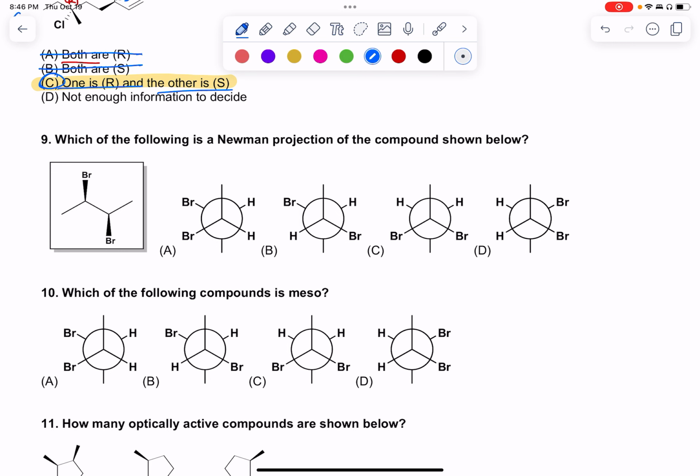Which of the following is a Newman projection of the compound shown below? Okay, so my way of doing Newman projections and figuring out compounds, first of all, I would probably notice that this is chiral, which means it has R and S configurations. So I'm going to use that to my benefit.